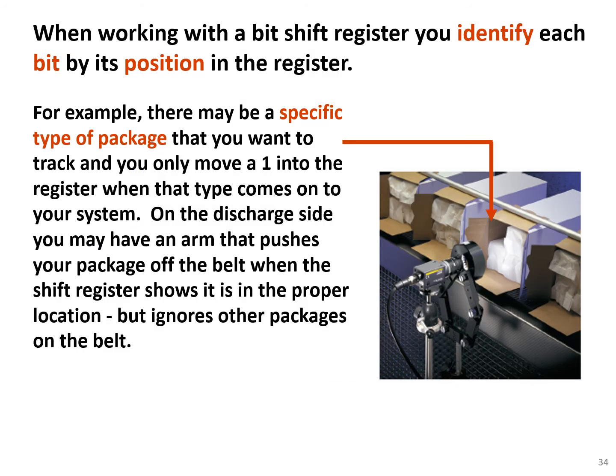When working with the bit shift register, you identify each bit by its position in the register. For example, there may be a specific type of package that you want to track, and you only move a 1 into the register when that type comes to our system. On the discharge side, you may have an arm that pushes your packages off the belt when the shift register shows it is in the proper location, but ignores other packages on the belt.